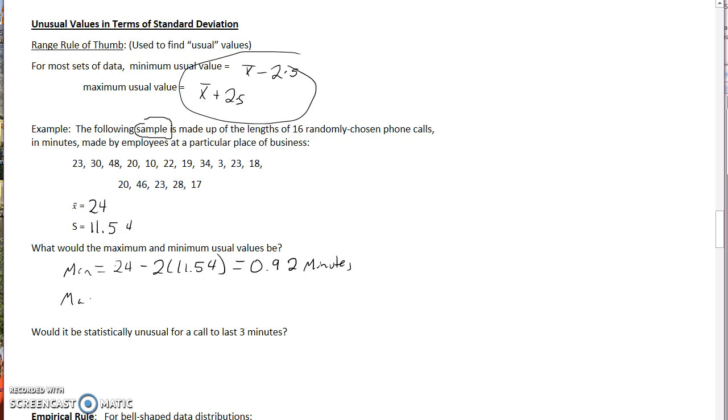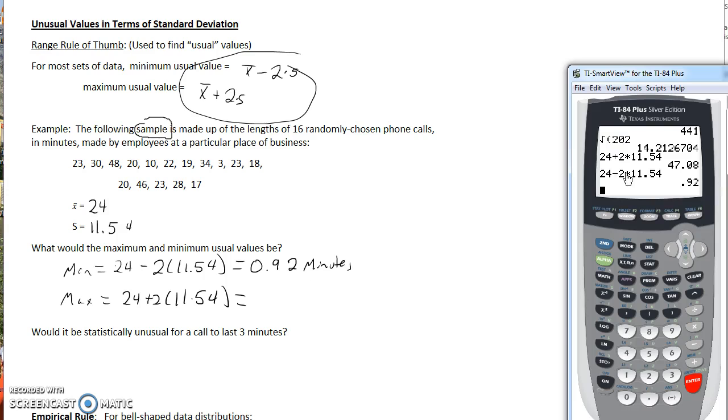And our highest limit, the maximum, is 24 plus 2 times 11.54. I just did that in the calculator. If you take a look, this is 24 plus 2 times 11.54. So that's 47.08.